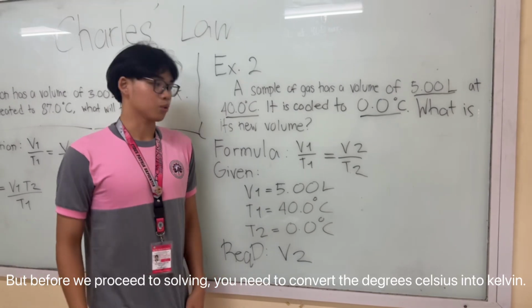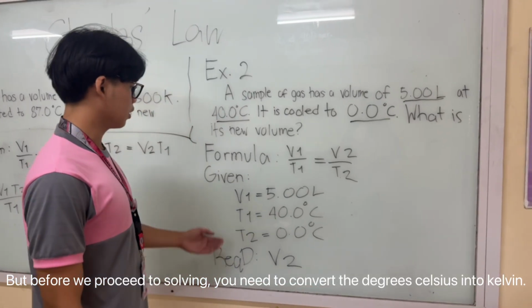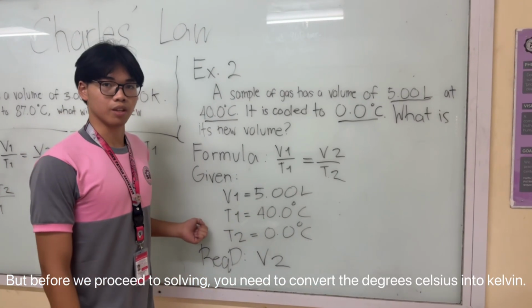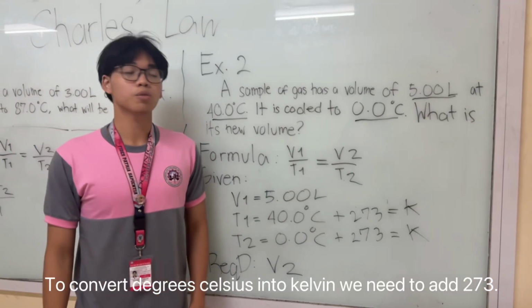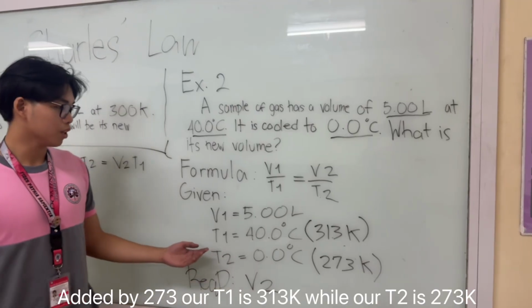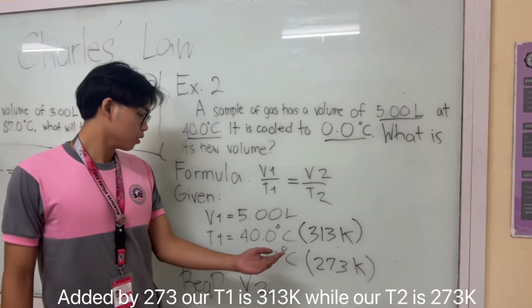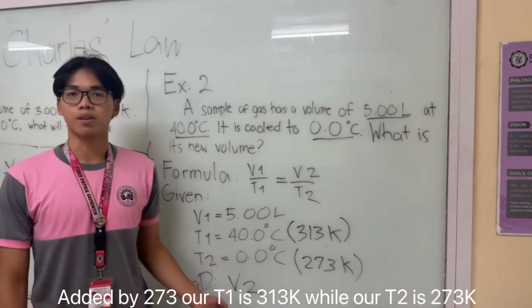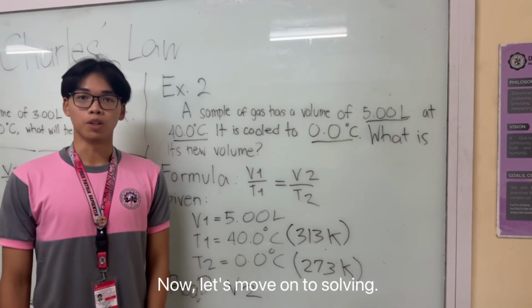But before we get into solving, you need to convert the degrees Celsius into Kelvin. To convert degrees Celsius into Kelvin, we need to add 273. Our T1 is 313 Kelvin, while our T2 is 273 Kelvin. Now let's move on to solving.